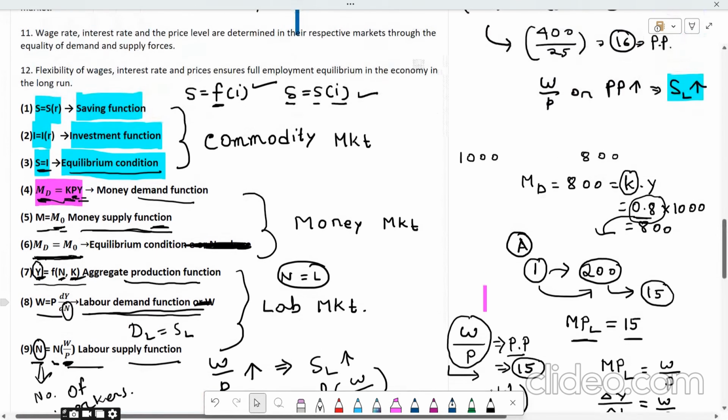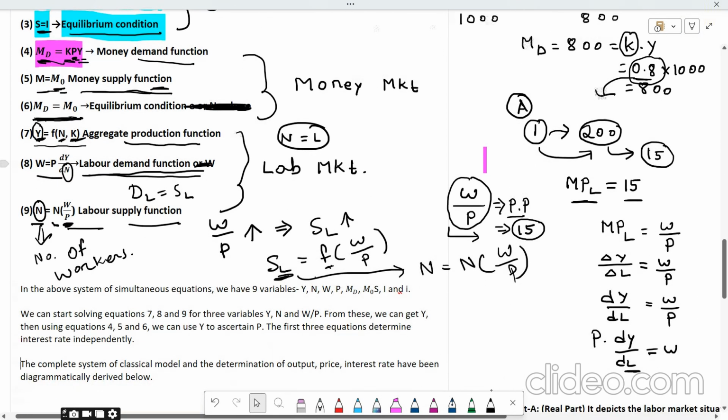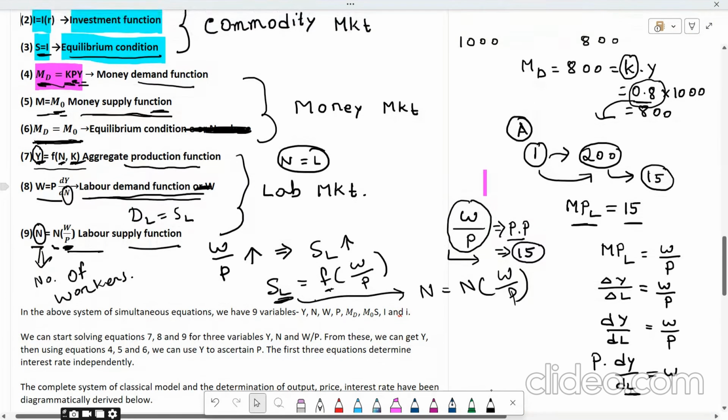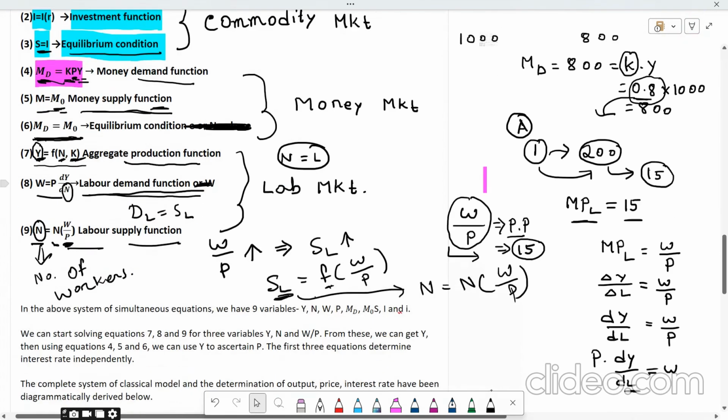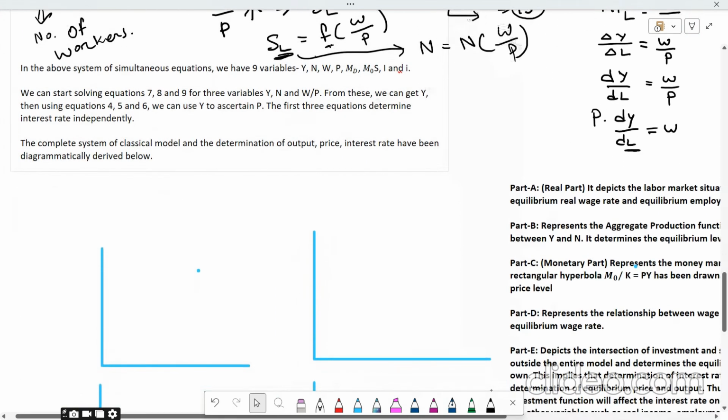So there are basically three markets in the economy: commodity market, money market, and labor market. Labor market is in equilibrium when the demand for labor and supply of labor are equal. Money market is in equilibrium when the money demand and money supply are equal, and commodity market is in equilibrium when savings and investment are equal. In the above simultaneous equations, we have 9 variables: y, that is output; n, that is number of workers; w is wage; p is price; money demand; money supply, that is M0; s, that is savings; I is investment; and R is interest rate. We can start solving with 7, 8 and 9.